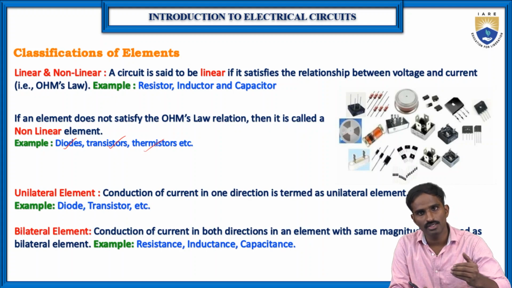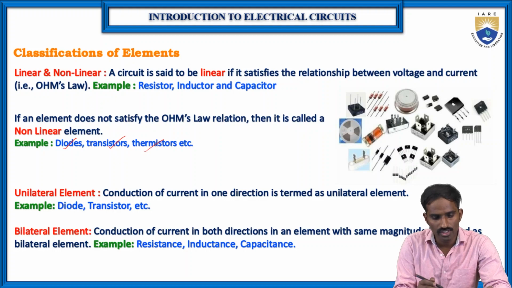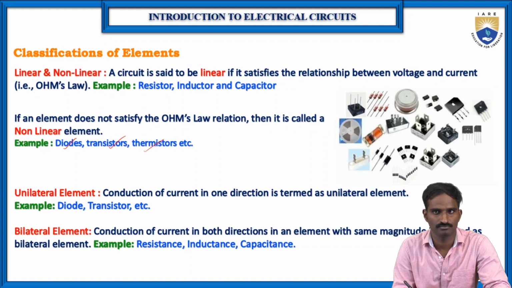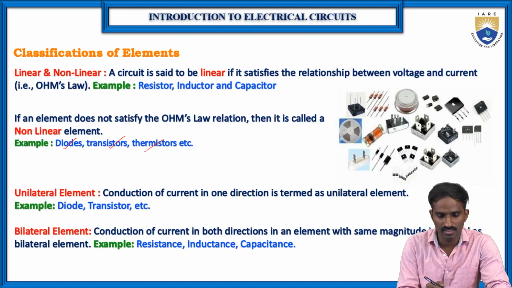And then unilateral and bilateral elements. Unilateral means the conduction of current is only in one direction. The conduction of current in one direction is termed a unilateral element, and the best examples are again the diode and transistor. So let us consider the diode. As we know, the diode symbol.